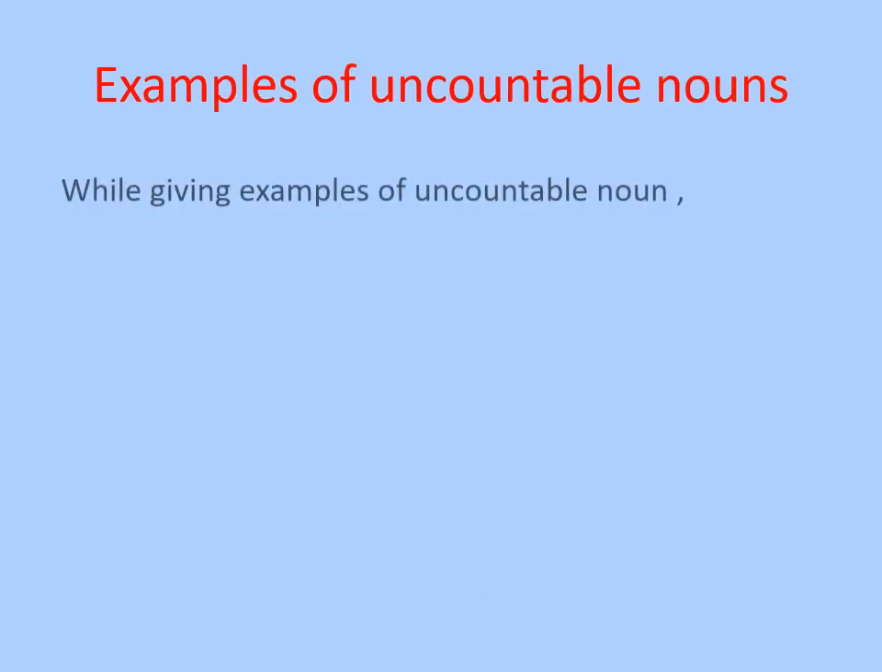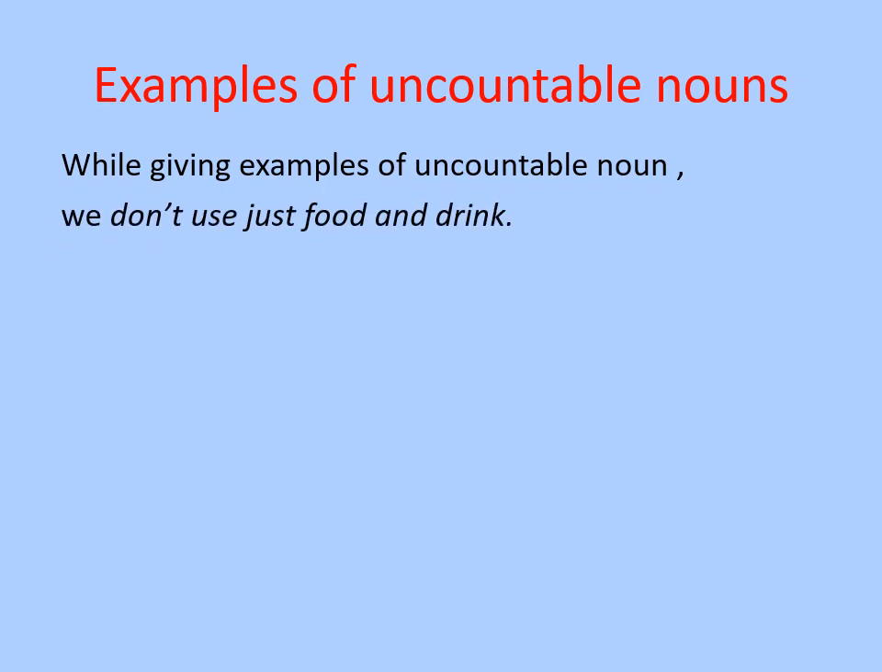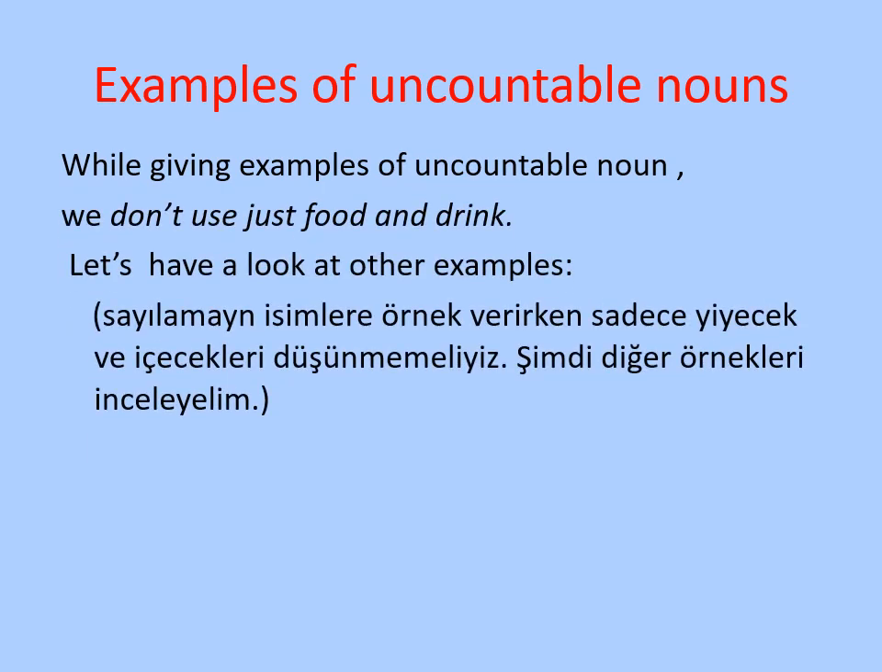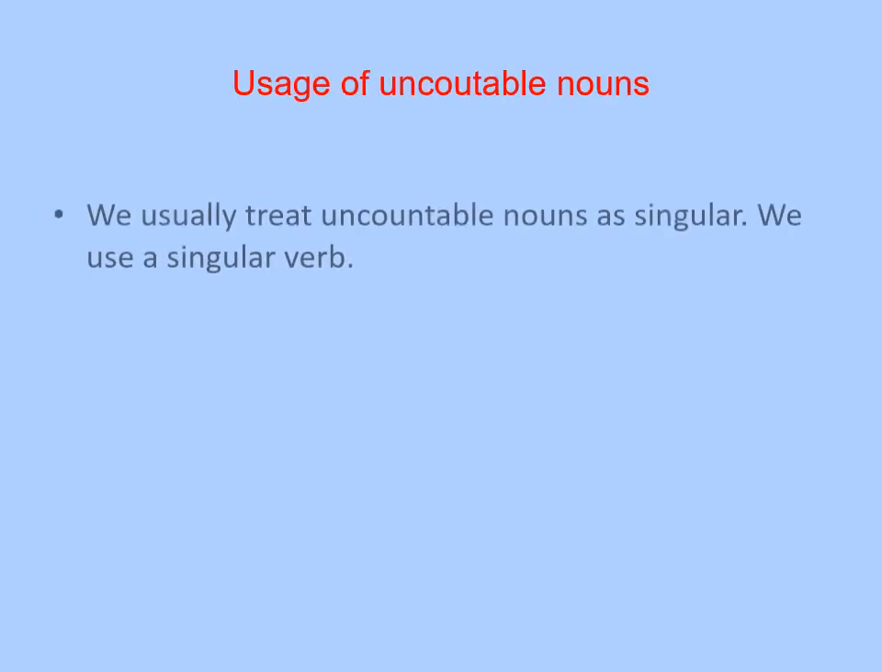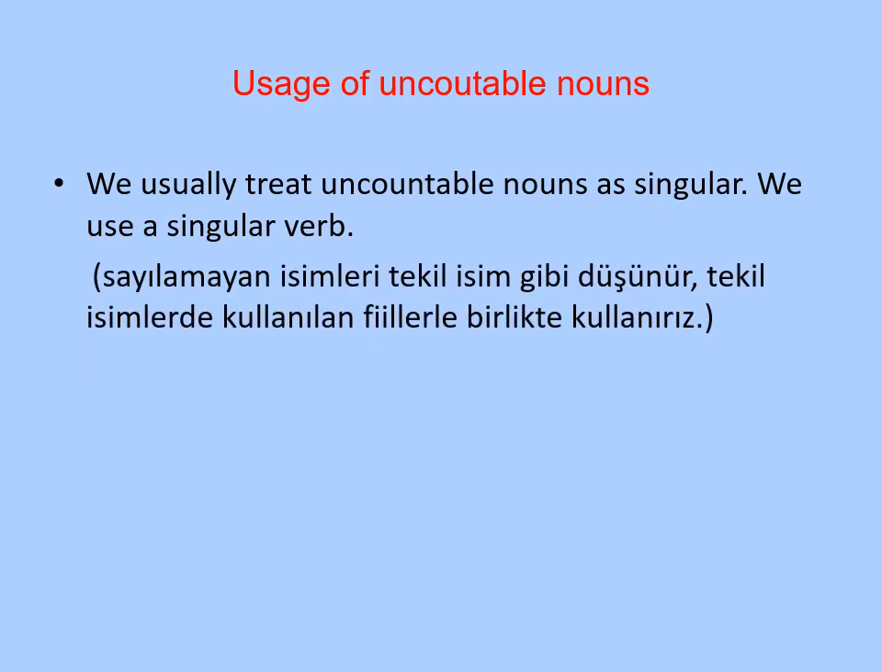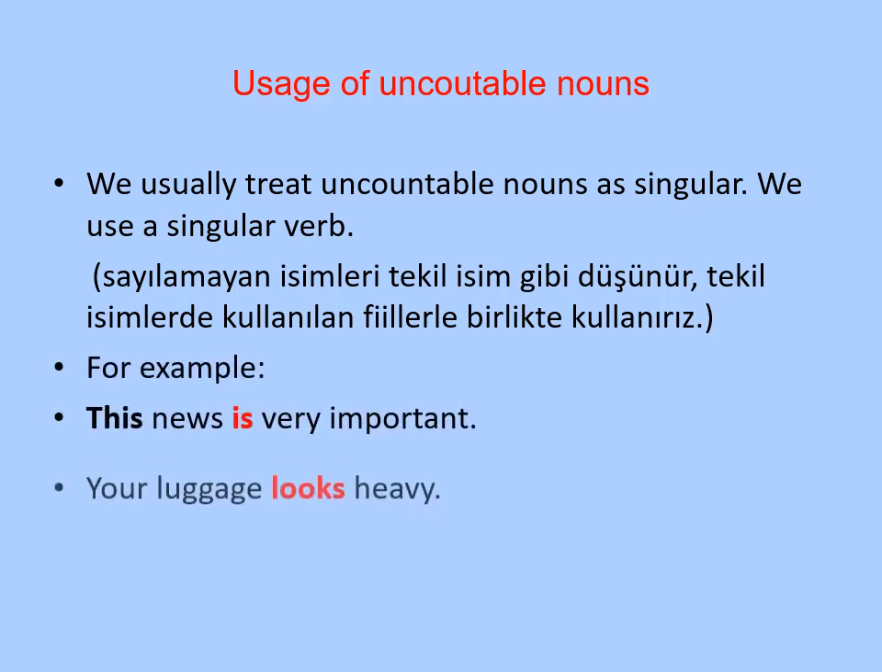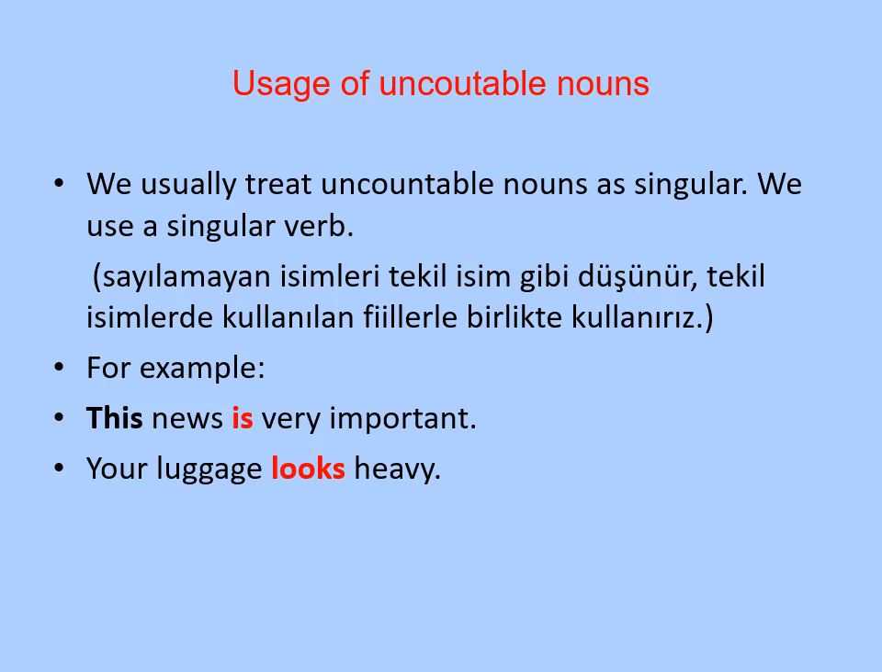While giving examples of uncountable nouns, we don't use just food and drink. Let's have a look at the other examples. Money, furniture, information, that can be uncountable nouns. We usually treat uncountable nouns as singular nouns. We use a singular verb for these uncountable nouns. For example, this news is very important. Your luggage looks heavy.